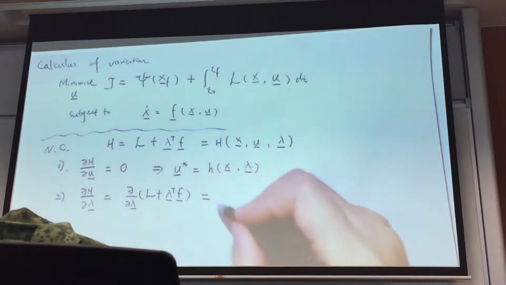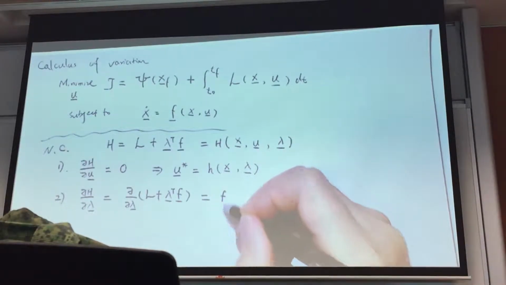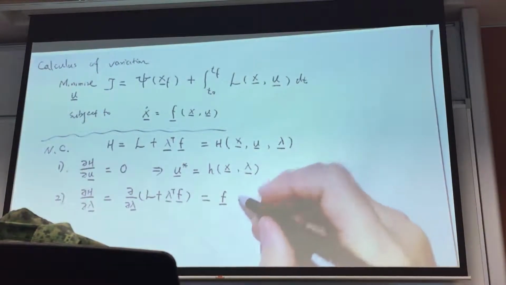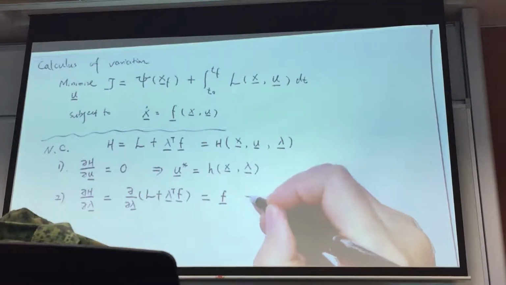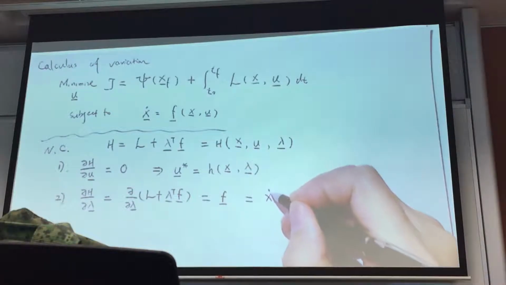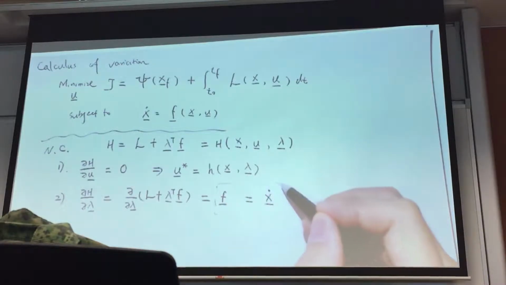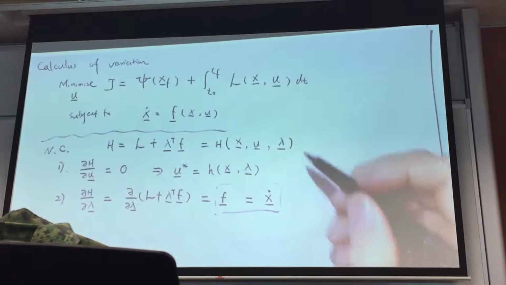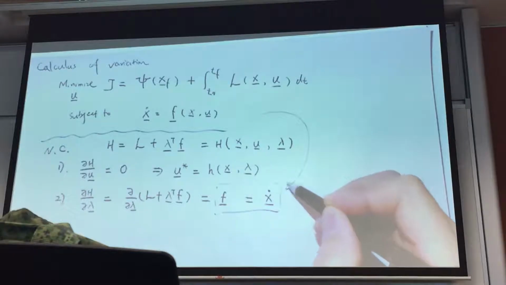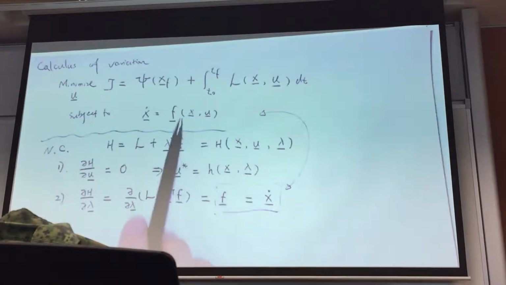So you get f, and this one is actually equal to x dot. So if you look at this part, it is actually just our dynamic equation. It's just the same as this one.